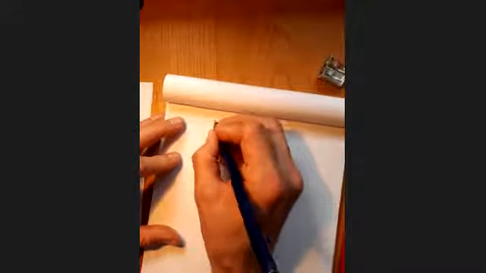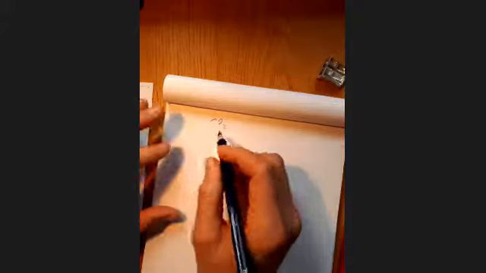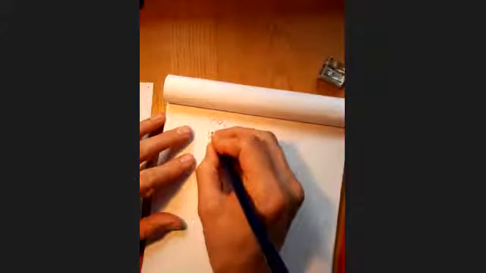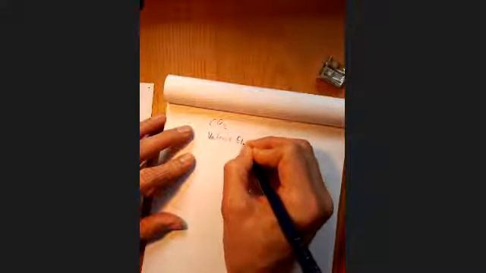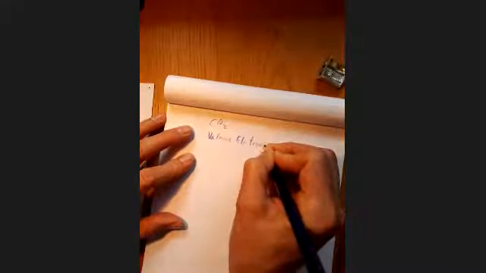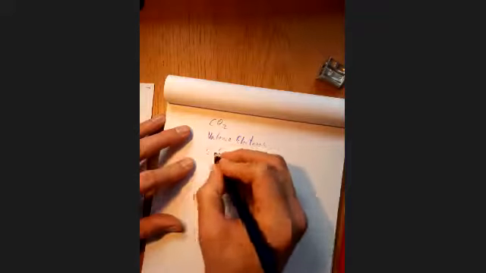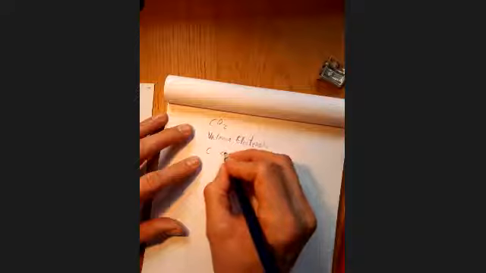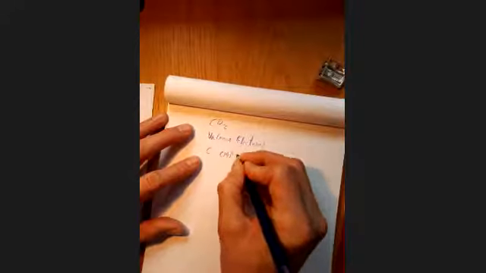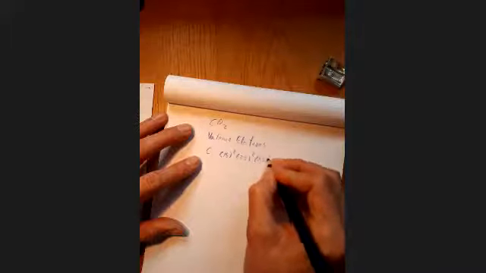Let's start out with a very simple example. We'll just take carbon dioxide. The first thing you need to do is identify the valence electrons. We can do that by considering the electronic configuration of the atoms involved. For carbon, we have 1s2, 2s2, 2p2.